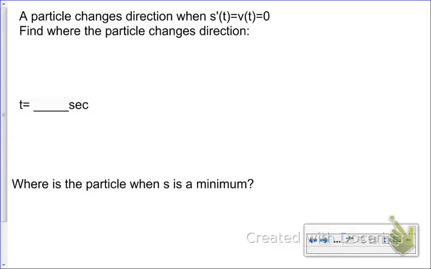Next part we look at is when the particle changes direction. So far, what have we looked at? Displacement, average velocity, instantaneous velocity, speed, and acceleration of this particular object that we started with in the beginning, s of t. A particle changes direction when the velocity, which is the derivative of position, is equal to 0.